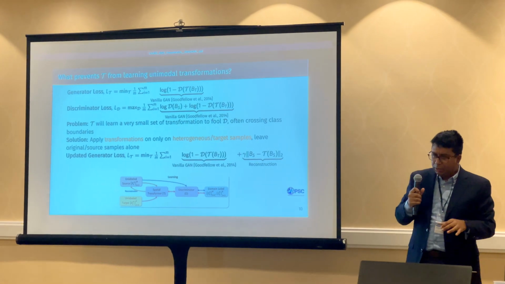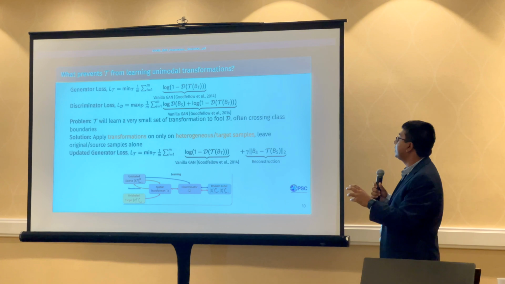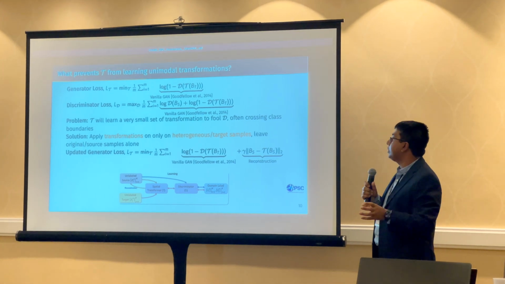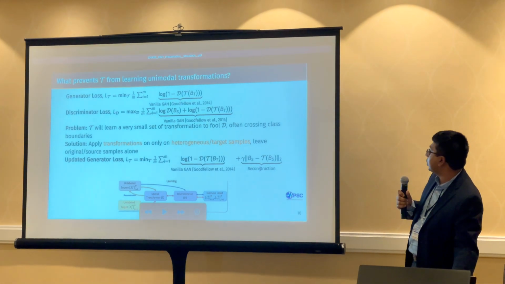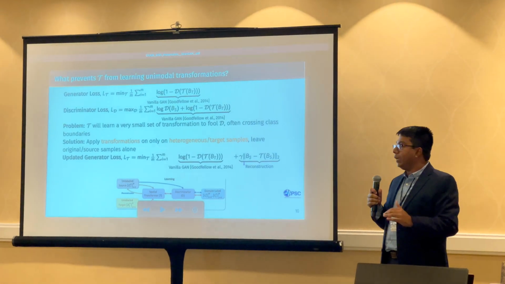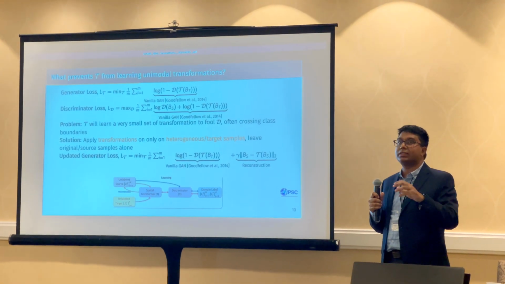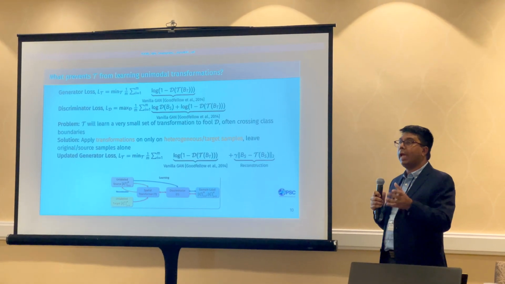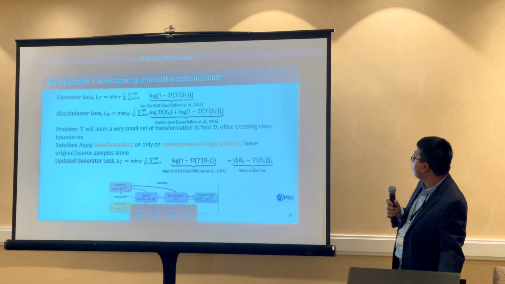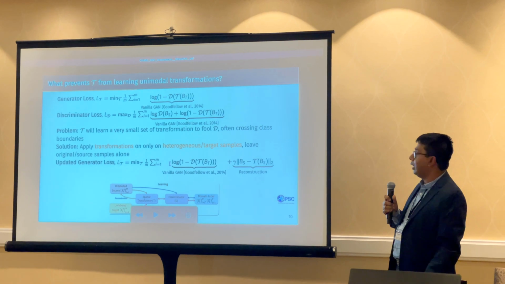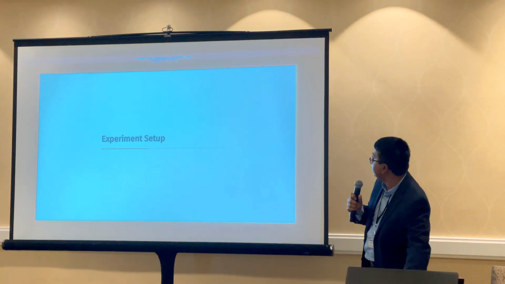Our solution to handle that is to apply transformations only on heterogeneous and target samples, and leave the original samples alone. That can be easily done by having a reconstruction loss, where if the network sees any source samples, or any sample that has a distribution similar to source samples, it would just do an identity transformation. That regularizes this part of the loss quite well. So that concludes our methodology.